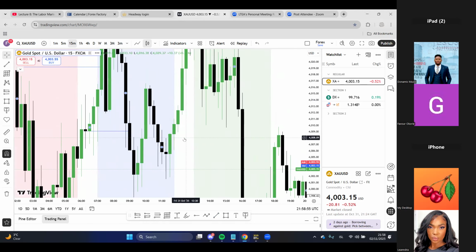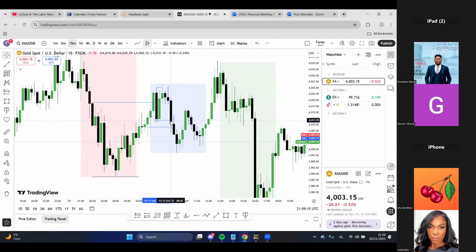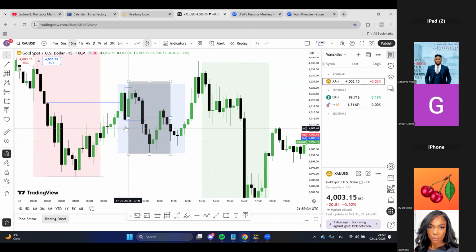Because this is the last low that took out the high. Then price moved down. What happened again? Price now takes out that same high right here before price took out this low again. So now you have this structure right here. This is London session, by the way. This structure is what you need to focus on. So this is basically a market structure shift.